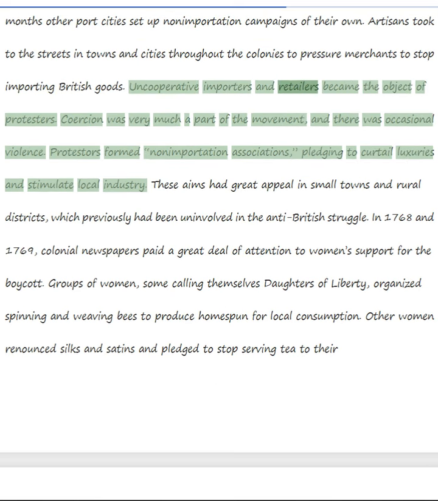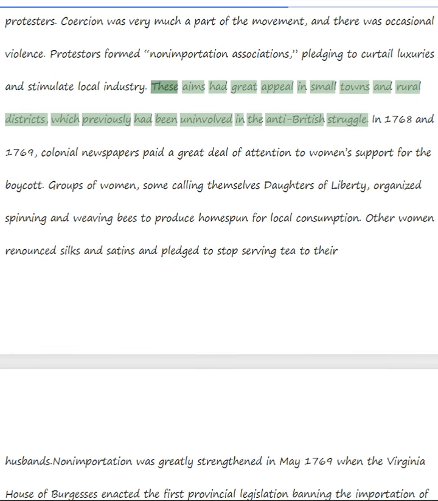Uncooperative importers and retailers became the object of protesters. Coercion was very much a part of the movement, and there was occasional violence. Protesters formed non-importation associations, pledging to curtail luxuries and stimulate local industry. These aims had great appeal in small towns and rural districts, which previously had been uninvolved in the anti-British struggle.